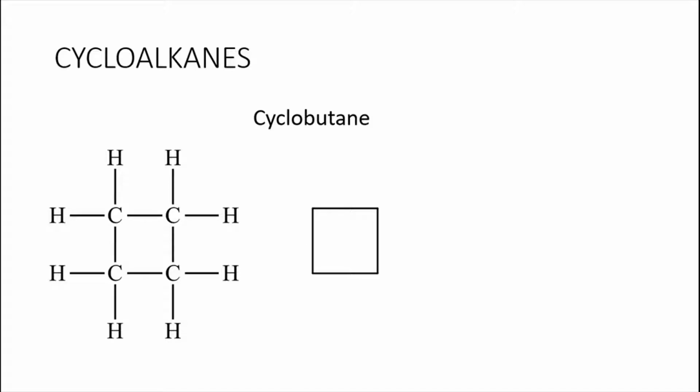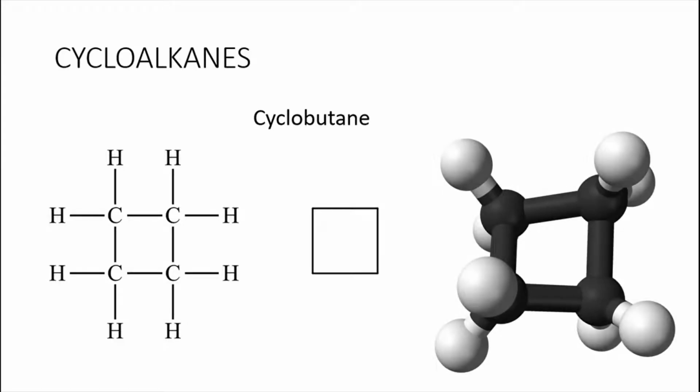Now, it's very important to remember that the bonding between these carbons is between sp3 hybridized carbons. So the structure is not really flat. It would have a bit of a twist to it if we could see the actual molecular shape.